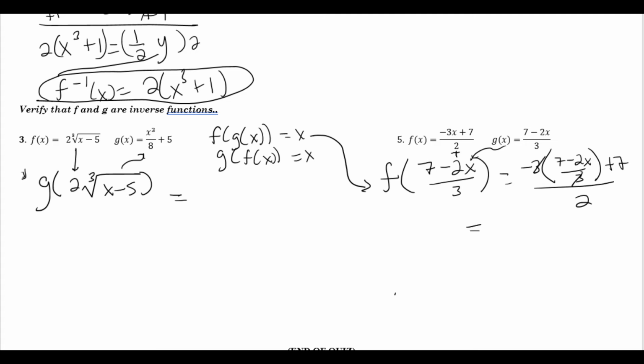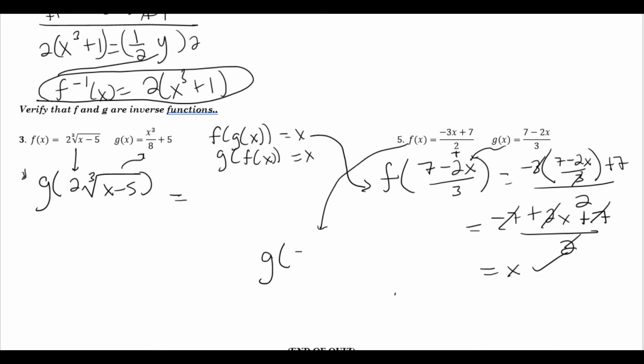So now you have a negative here, so distribute that negative. So negative 7 and then plus 2x. All right, so now the negative 7's cancel, the 2's cancel, and it leaves you with x. So that checks out. All right, so that works. Now I'm going to do the g of f of x. So I'm going to do it over here. So g of f. So plug that in for g. Let me erase this. I need more room.